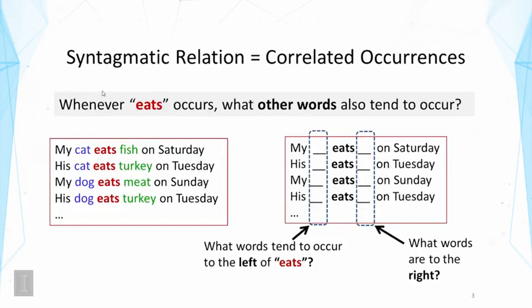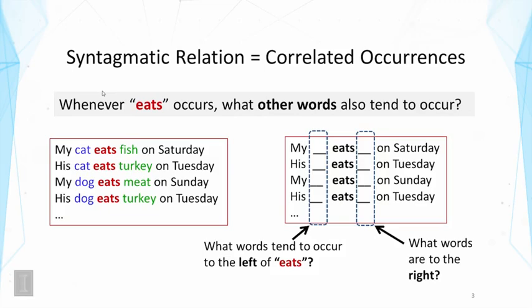By definition, syntagmatic relations hold between words that have correlated co-occurrences. That means when we see one word occurs in the context, we tend to see the occurrence of the other word. So take a more specific example here. We can ask the question, whenever eats occurs, what other words also tend to occur? Now, looking at the sentences on the left, we see some words that might occur together with eats, like a cat, dog, or fish, right?